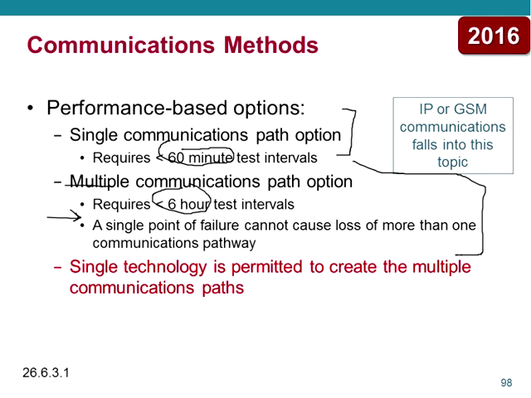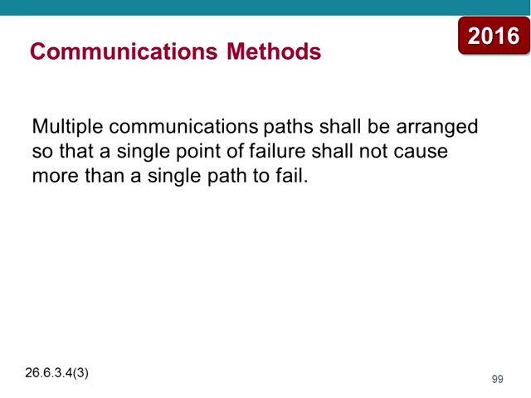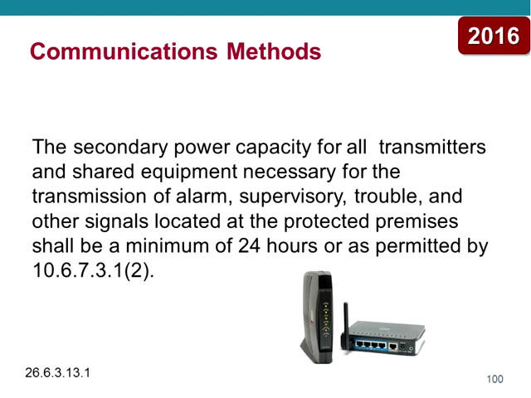And a single technology is permitted to create the multiple pathways. So IP is probably the way you would do that. I am a proponent, although the code is clear, I am a proponent of not putting all my eggs in one basket, because a power failure or a loss of communications on a single carrier can cause me to lose communications, and I don't necessarily want that risk. So be mindful that a single technology may cause you to lose communications with a single fault. Again, don't want single point failure. That's the key. Okay, that's going to reiterate what was on the last slide.